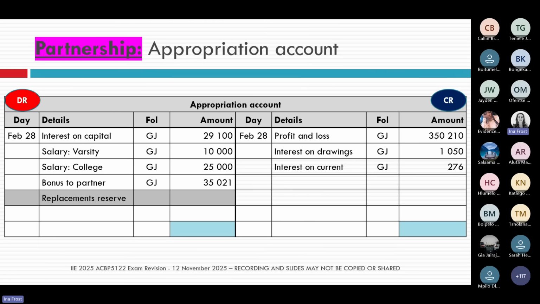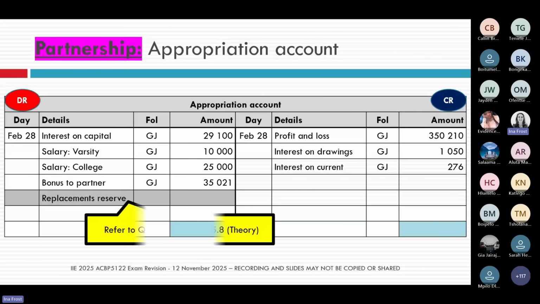Then something else that can go into your appropriation account is something called a replacement reserve. And that is also something new in Learning Unit 5. This replacement reserve is income that the partners can decide to keep in the partnership and not distribute to the partners. You will see in your textbook, if you look at questions 5.3 and 5.8, they discuss the replacement reserve in those questions.